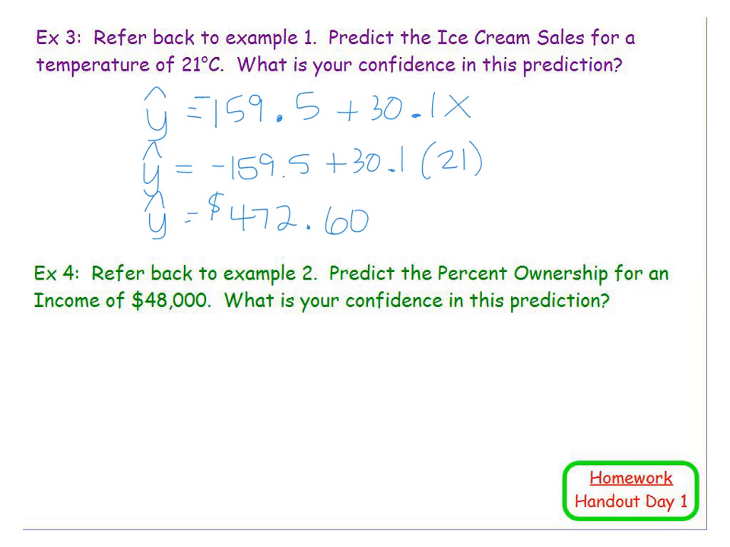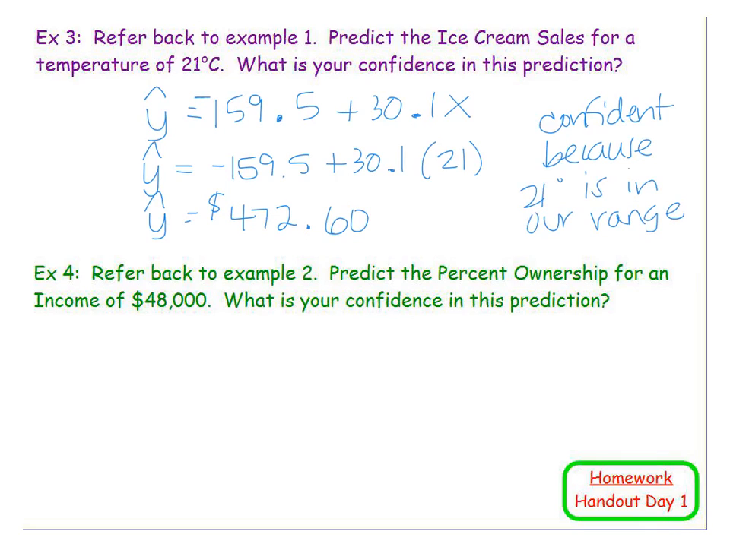And so how confident are we in this prediction? Well, our original range of data was 11.9 to 25.1. And 21 falls in that range. So we are confident because 21 degrees is in our range.